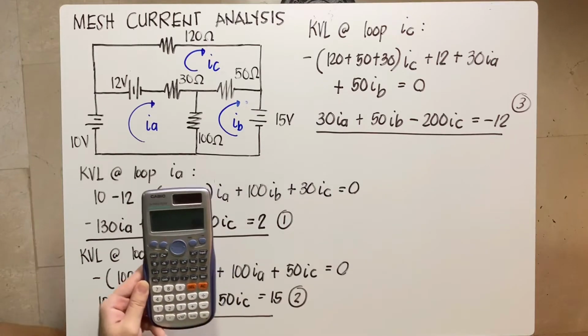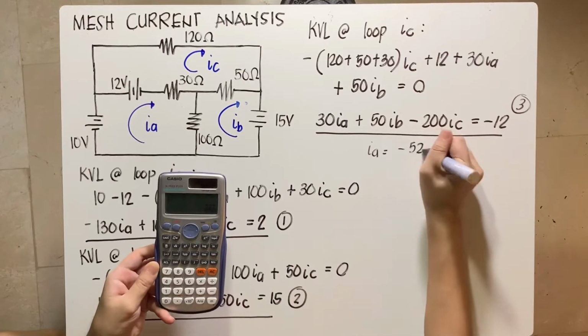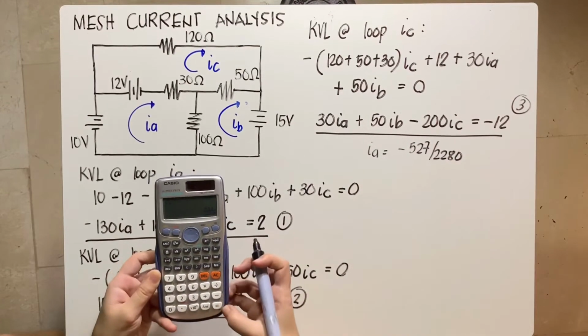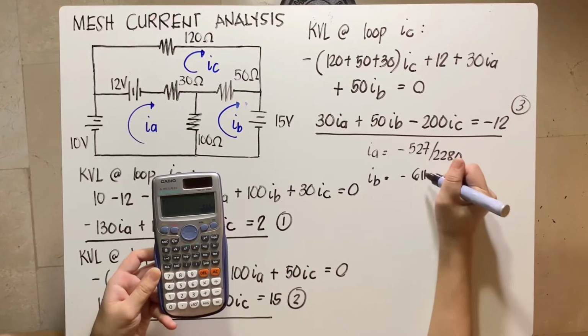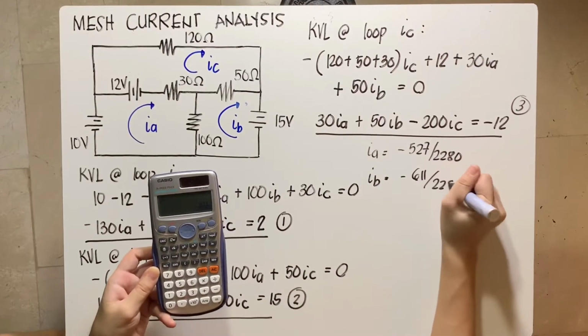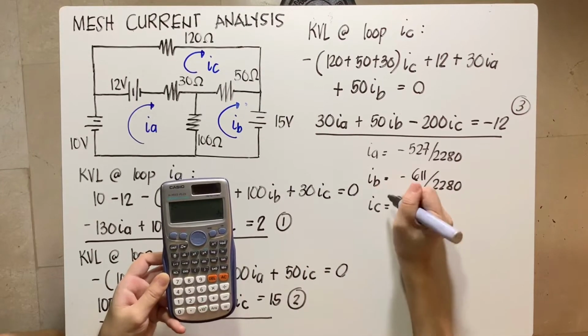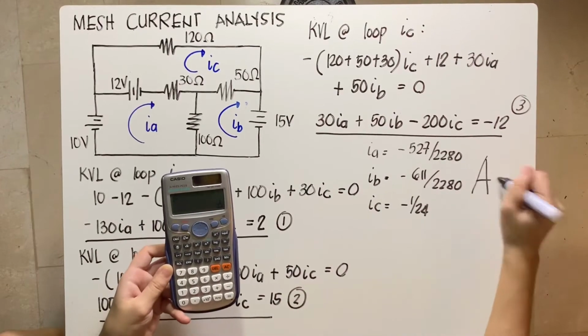Let's write that down. IA equals negative 527 over 2280. IB equals negative 611 over 2280. And lastly, IC is equivalent to negative 1 over 24. All of these are in amperes.